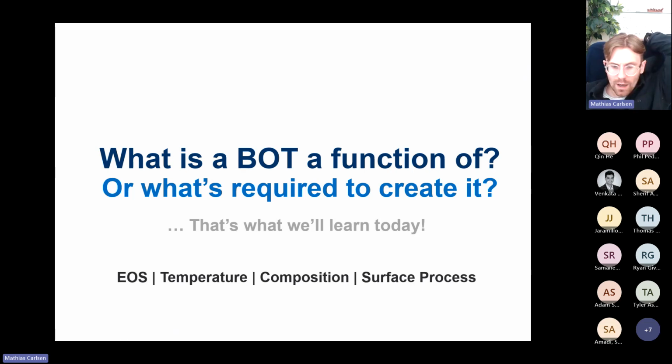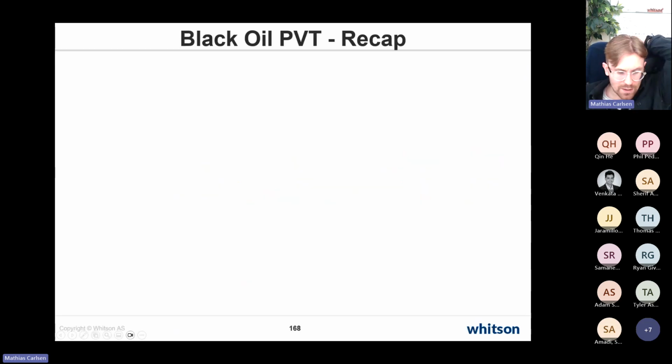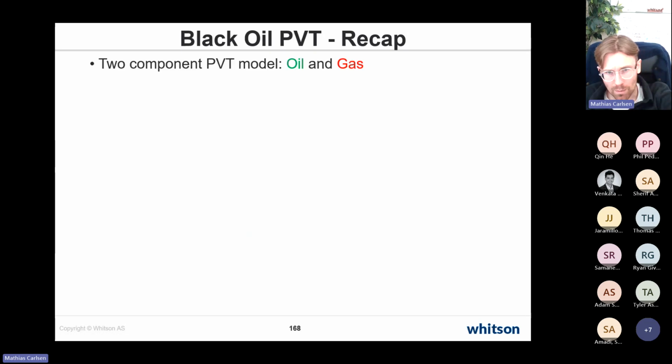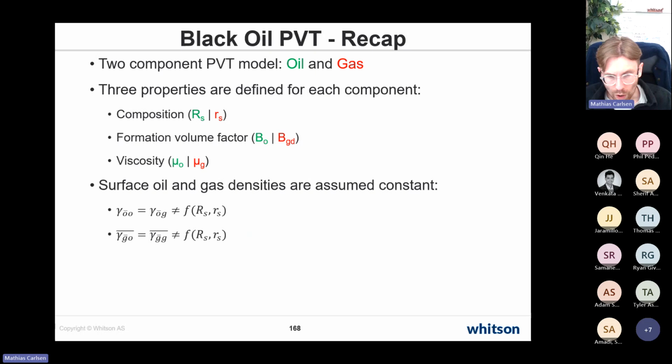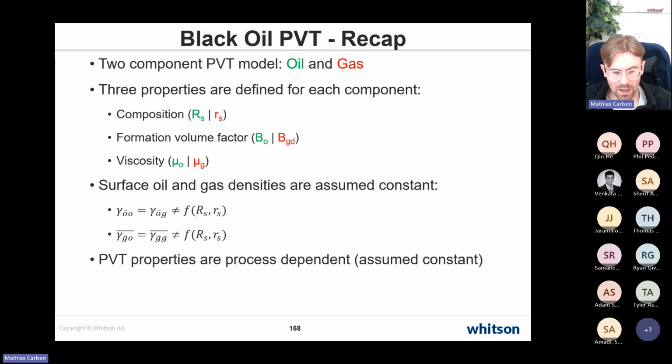And again, if we look at what the inputs are to a black oil table generation, we just covered that piece. The components are oil and gas, and there are 3 properties defined for each component. One assumption being made is that the density of the condensate from the oil phase and the gas phase at surface, and the same on the gas side, are the same. It's a pretty decent assumption, but obviously in practice, that's not true.